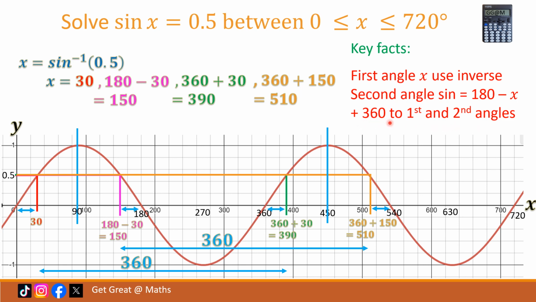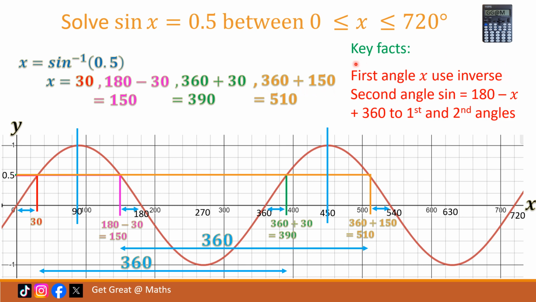So if you add 360 to your first and your second angles, that will give you the third and the fourth angles, and that will give you the 4 solutions. So your first one here for 30 was for doing the inverse. The second angle on the sine curve is always 180 take away the angle that you've just worked out. The third angle is 360 plus your first angle, and the fourth angle is 360 plus your second angle.